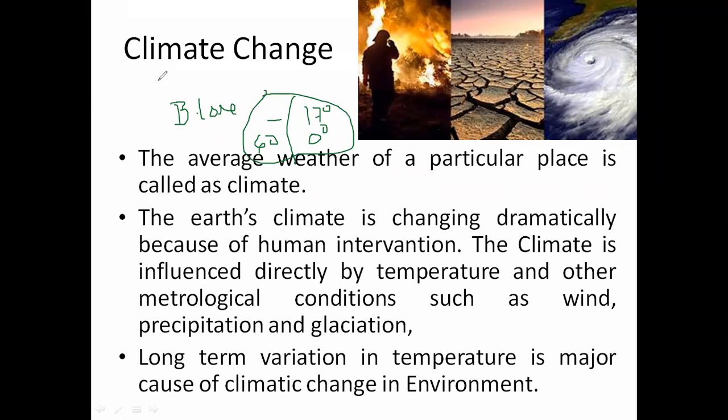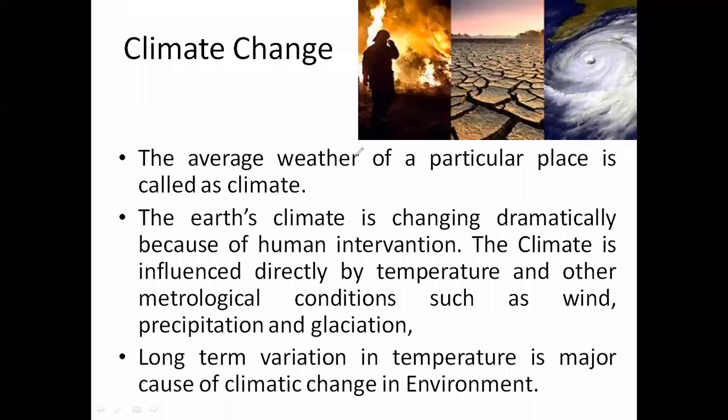This temperature difference is causing some climate changes: sudden rainfall you are observing, some drought in summer, more droughts you are seeing. In the rainy season, heavy rains and heavy floods you're seeing. So these are all climate changes happening because of human activity. This is some introduction I've given. Now we go through what is there in these notes.